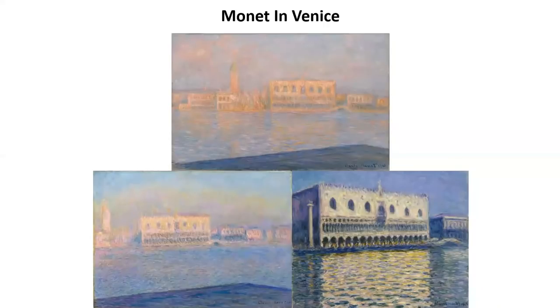He was invited there by one of his friends. He paints a number of different things in the city. It just so happens that these three paintings in New York are all pretty much of the same view, but I wouldn't want you to leave this presentation thinking this is the only thing he painted in Venice, because he painted a number of different structures. There's a painting that Monet made, for instance, that's at the National Gallery of Art. That's a completely different building.